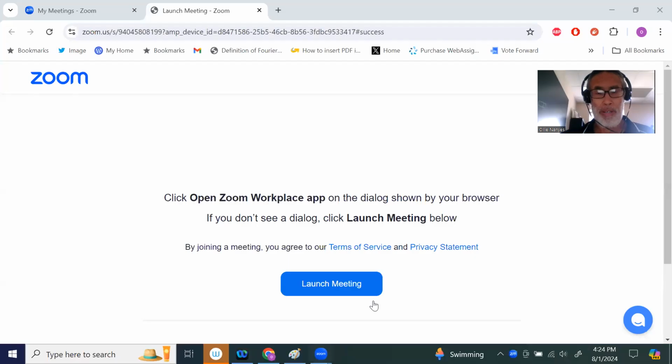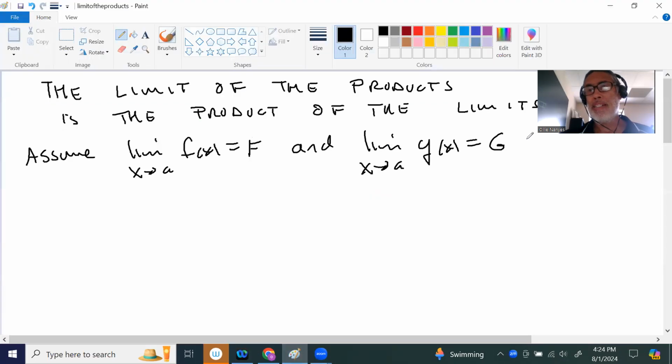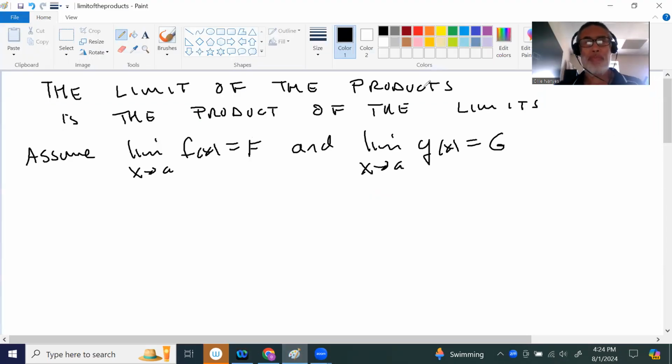Hello. What I'd like to talk about today is a calculus theorem about the limit of the products equaling the product of the limits. So let's go ahead and get started. In this case, I'm going to assume that you have a little bit of familiarity with the delta epsilon definition of the limit. And if you don't, well, I'll show you where it comes into play.